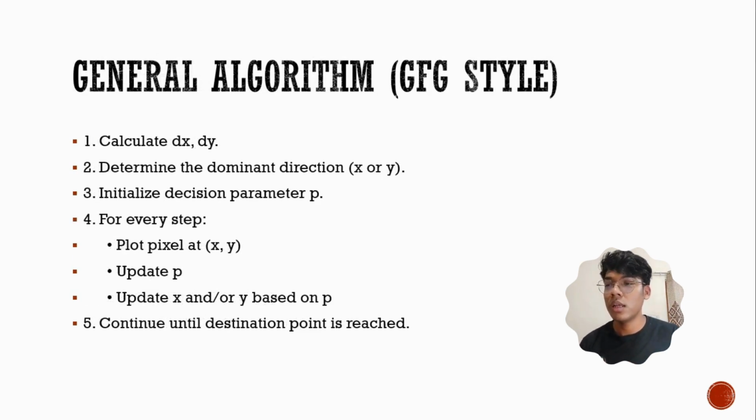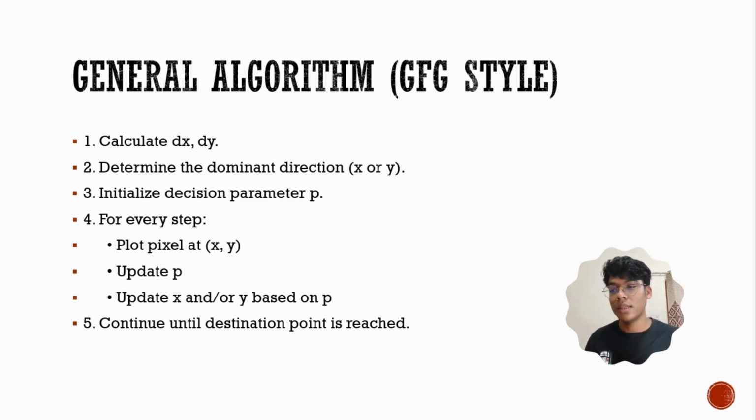So the general algorithm that I've taken from GFG, I have my own version though, but I have decided to go with the GFG's version because I wanted to sound more legend. The general algorithm of Bresenham is to calculate dx and dy, determine the dominant direction, x or y, and initialize the decision parameter p. For each step, plot the pixel at x and y, update p, and update x or y based on the parameter p.